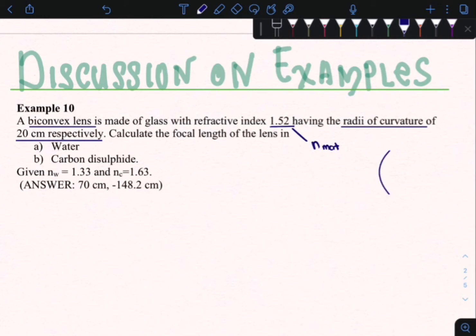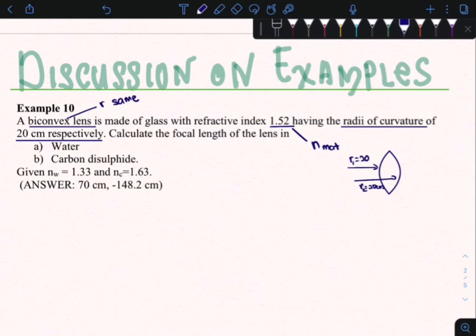Our biconvex lens both has the same radius, which means that the first surface has a radius of 20 centimeter and the second surface also has a radius of 20 centimeter. And we know biconvex lenses are made from the same spherical lens, thus they obviously have the same radius. R should be the same.